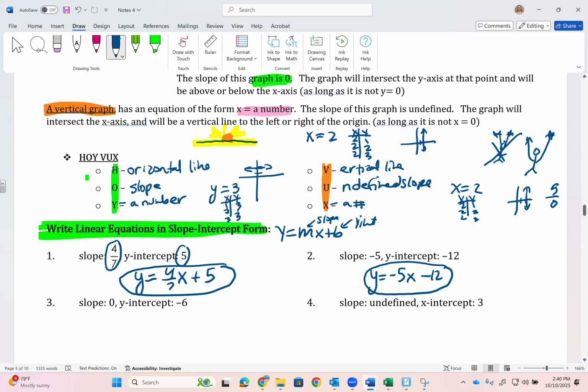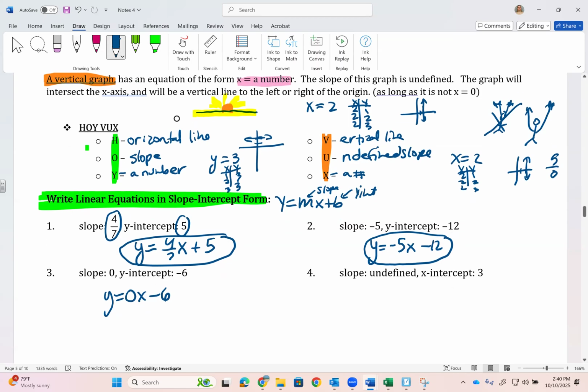The slope of 0 and the y-intercept is -6 would be y equals 0x minus 6. Technically, a slope of 0 will always reduce to 0 times x is 0, so y is equal to 0 minus 6, or y equals -6. This coincides with our belief that a horizontal line has a slope numerically of 0, and it just goes from left to right, so it's at -6. So that's what that graph would look like.